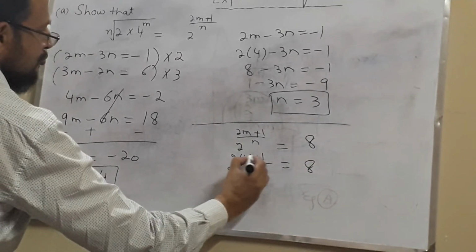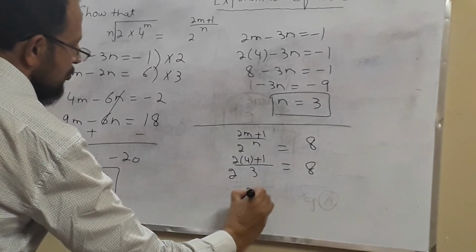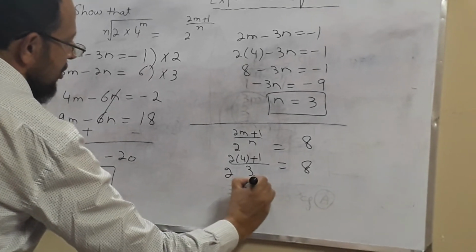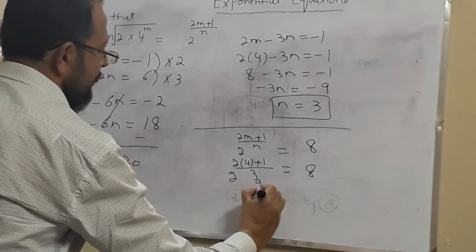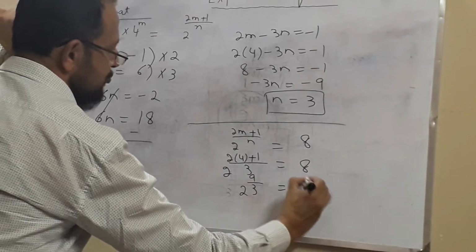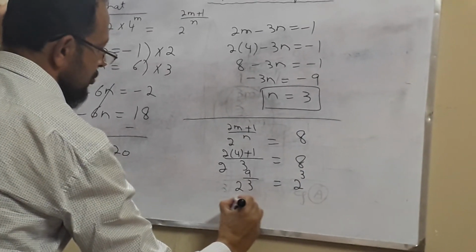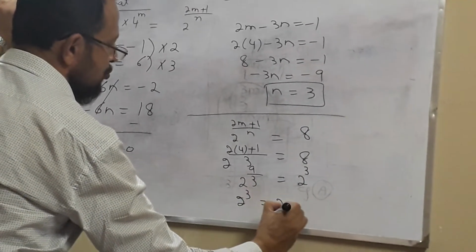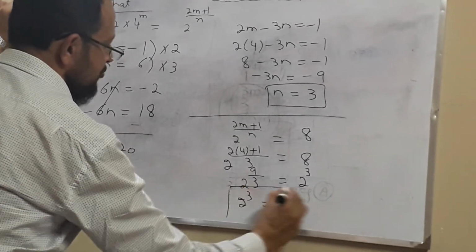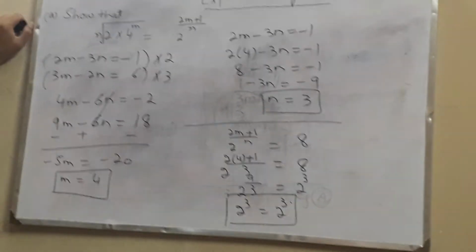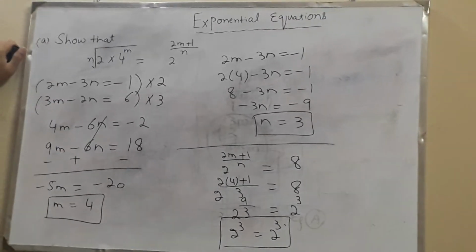Let's see, 2 fours are 8 plus 1, 9. So 2 raised to the power 9 over 3, which is equal to 2 raised to the power 3. So this is equal to 2 raised to the power 3, which is equal to 2 raised to the power 3. Left hand side is equal to right hand side, which means our values are correct.